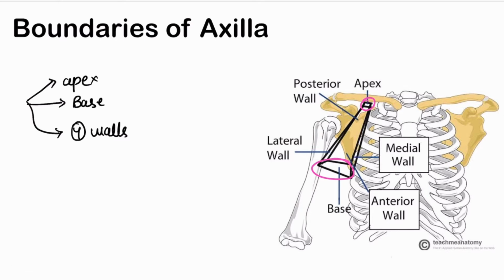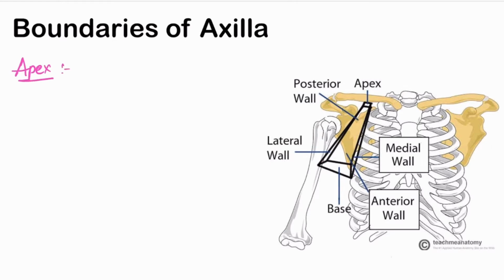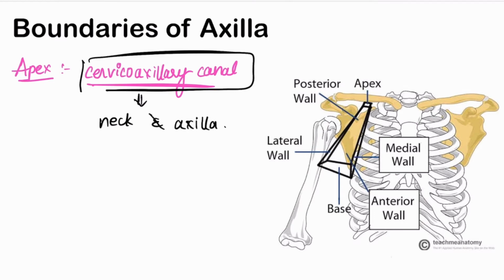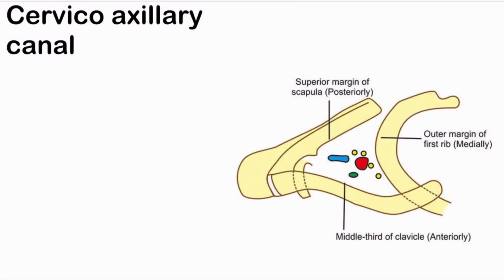First, let us talk about the apex. Apex is also called the cervico-axillary canal. This cervico-axillary canal acts like a connection between the neck and the axilla. Now let us look at the cervico-axillary canal in the diagram. As we look at the diagram, this is the cervico-axillary canal.